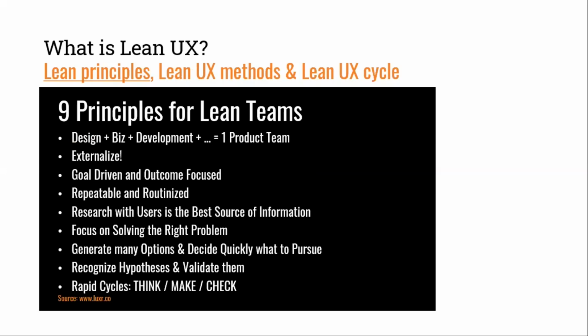So these are the lean principles, lean UX methods, and the lean UX cycle which you need to apply while developing. The nine principles for lean teams start with this: design plus business plus development equals one product team. A product team is not just the development team or the business team. It is all these three essential things coming together, plus it could be other things also.